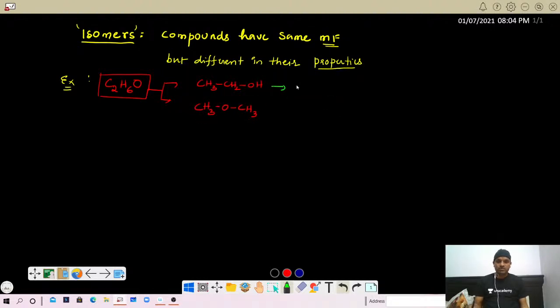This compound is called alcohol, and this compound is called ether. So one is alcohol, the other one is ether. Their physical properties and chemical properties are different too, even though they have the same molecular formula.